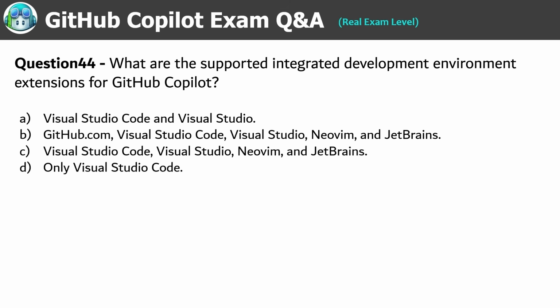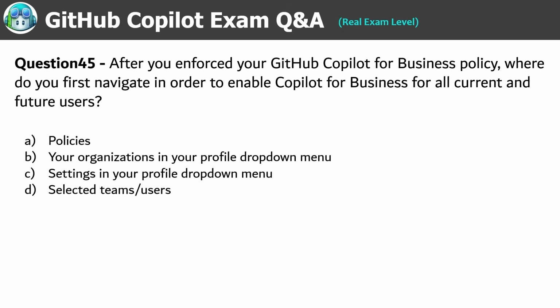Question 44. What are the supported integrated development environment extensions for GitHub Copilot? So you know that we are using Visual Studio Code and so on. So the answer is Visual Studio Code, Visual Studio, Neovim, and JetBrains. So option C.